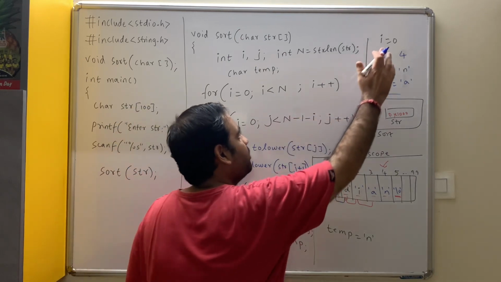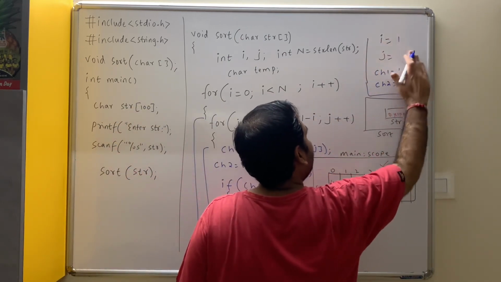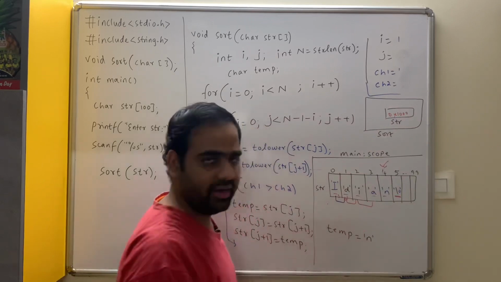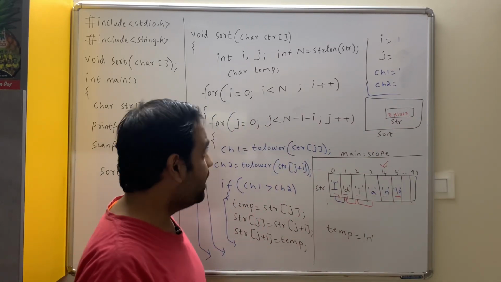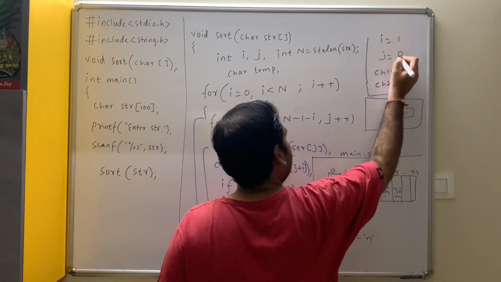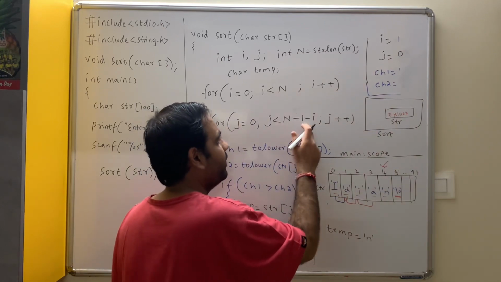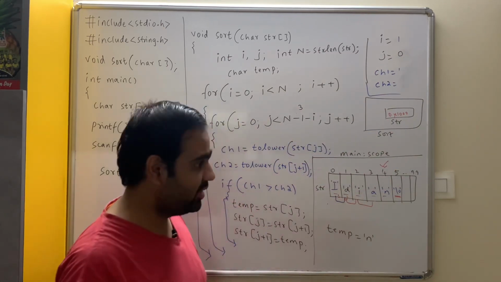Now you say i plus plus, the value of i will be 1, saying that one element is sorted. Yes sir, one element is sorted. Now again the value of j starts from 0. 5 minus 1 is 4, 4 minus 1 is 3. There are 3 pairs. We will compare again.